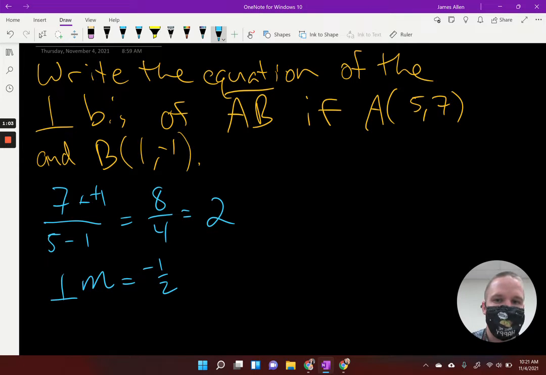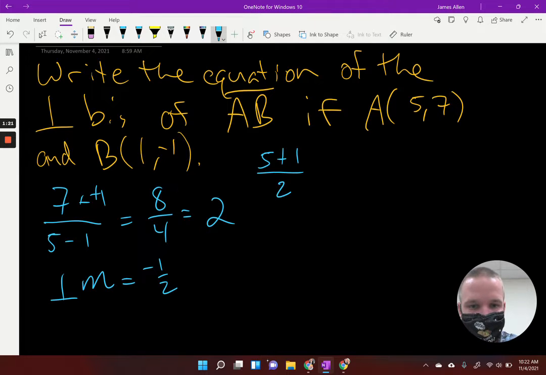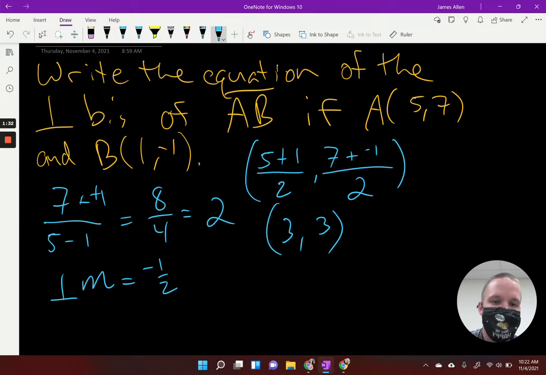Wonderful. All right, so if I want the perpendicular bisector, it needs to be perpendicular. So I got my slope. Now I need a point. I don't have a point that's on this line because A and B are not on the line. The midpoint of A and B is on that line. So midpoint formula, I'm going to average my x's, which would be 5 plus 1 over 2, and my y's, 7 plus negative 1 over 2. So I get 6 over 2 is 3, and 6 over 2 is also 3. So there's my point.